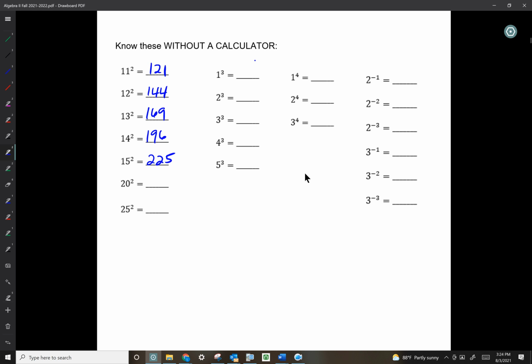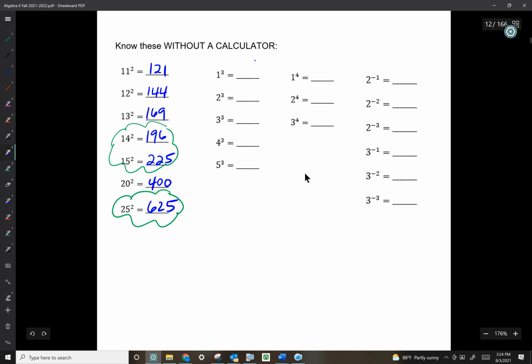Now 20 squared might seem hard at first, but just think about it this way. 2 squared is 4. So 20 squared is 400. And then 25 squared is 625. Now I get that probably these aren't as familiar. That 20 squared, even though you might not think about knowing it, it should seem easy to you. So okay, so there's 3 that might take a little bit of memorization.